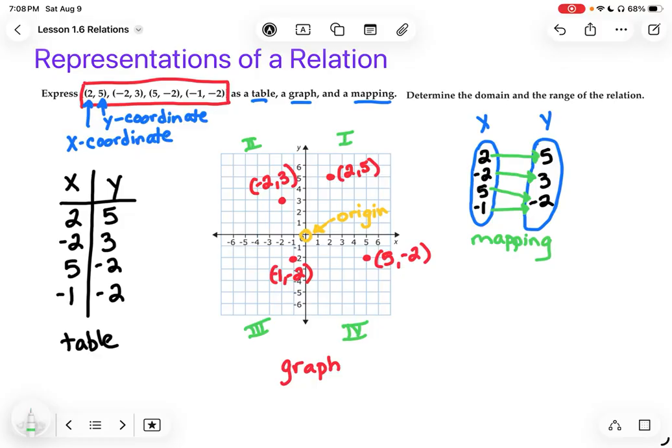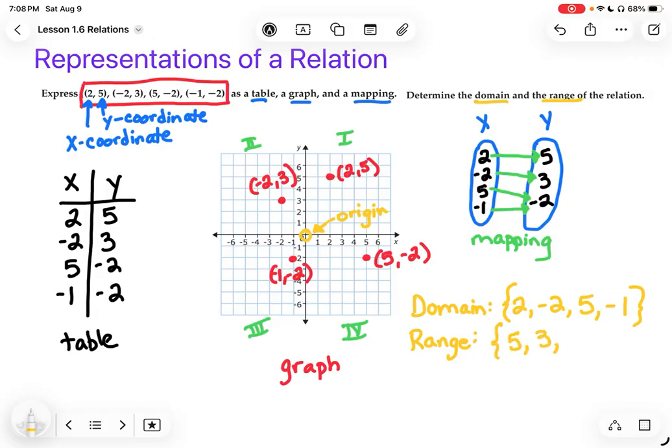And then the last thing that we're asked to do here is to identify the domain and the range. A domain, very simply, is the set of all the values of the x coordinates. So that was 2, negative 2, 5, and negative 1. There's our domain. And the range, by process of elimination, is all of the y coordinates. And just like with our mapping, we do not write the negative 2 twice because it only needs to occur one time. It happens two times, but we only write it once in the range. And so there we go.